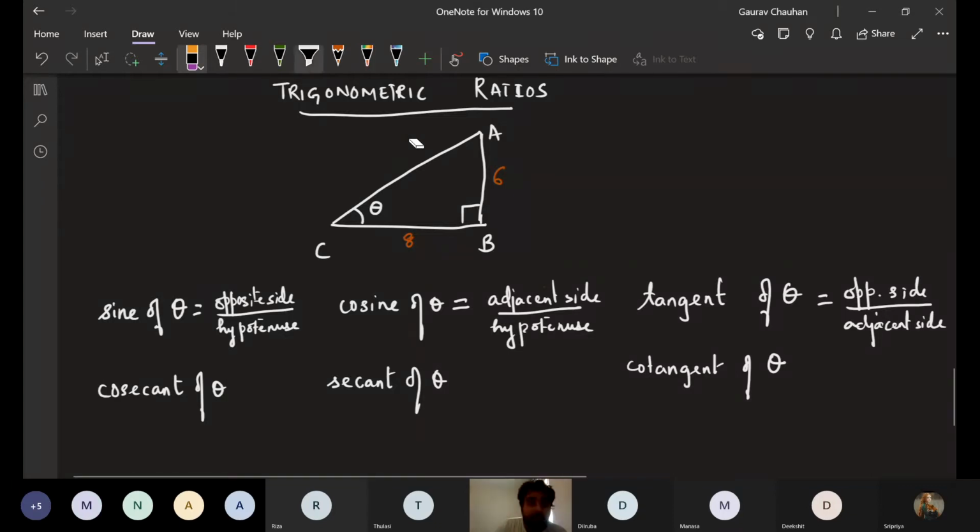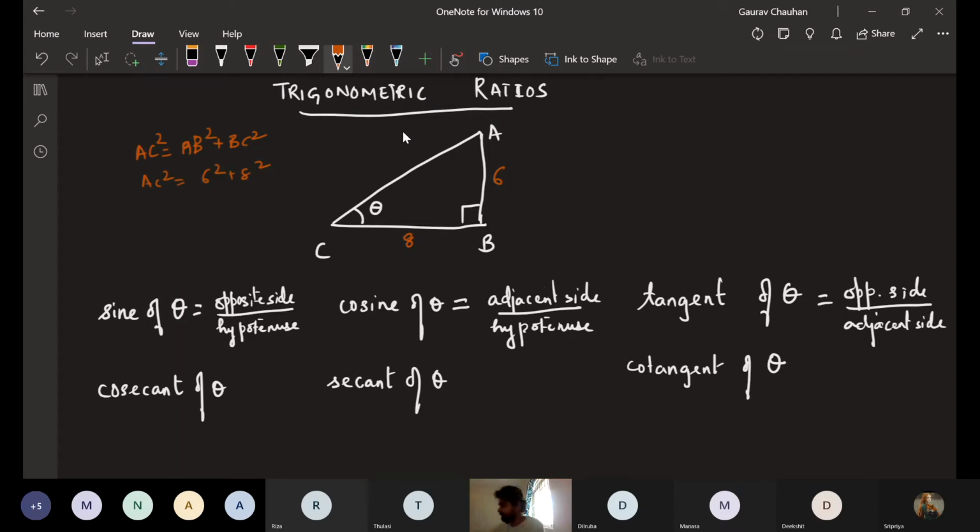Okay, Dinesh is leaving. All right, this will be 10. Okay, guys, I can find AC, no? I can find AC square is equal to AB square plus BC square by using Pythagoras theorem. So AC square is equal to 6 square plus 8 square. Sir, 10. Yes, correct. So AC is 10.